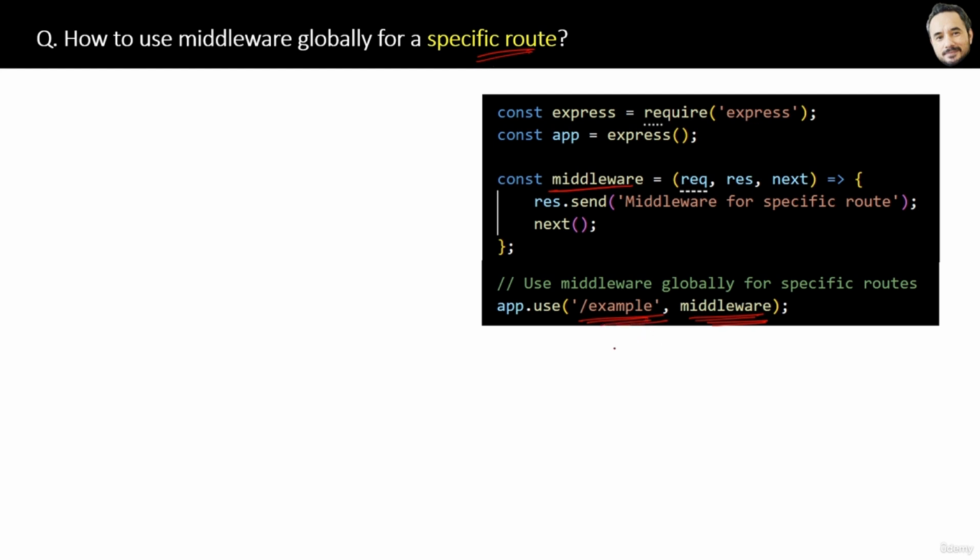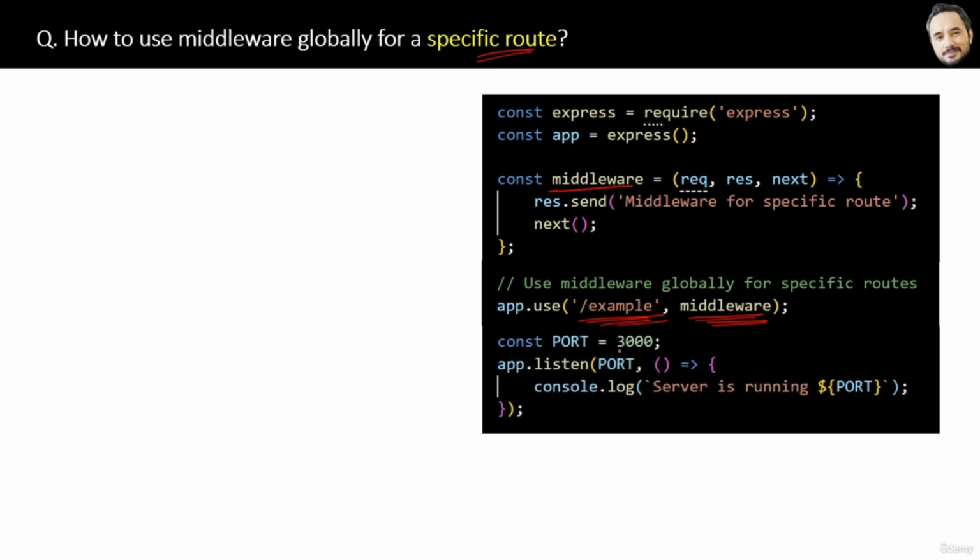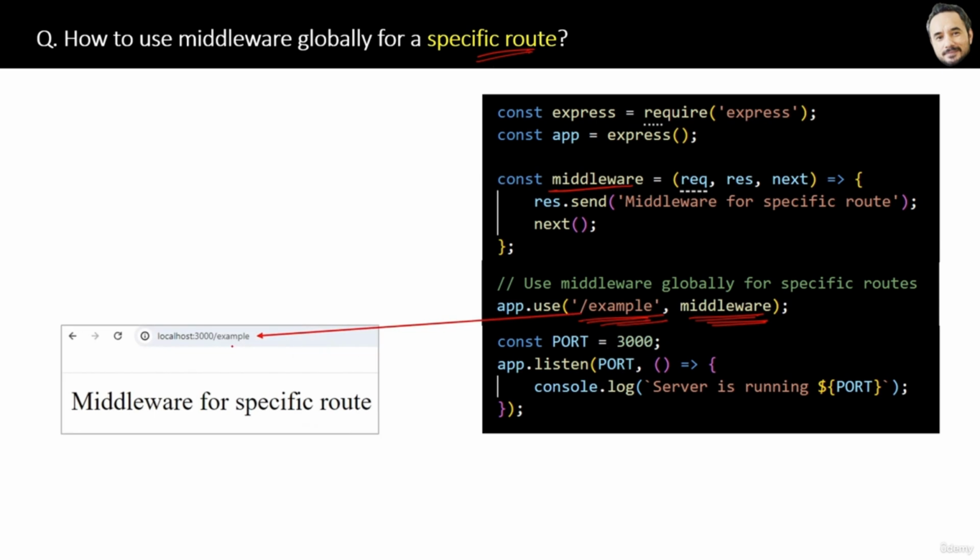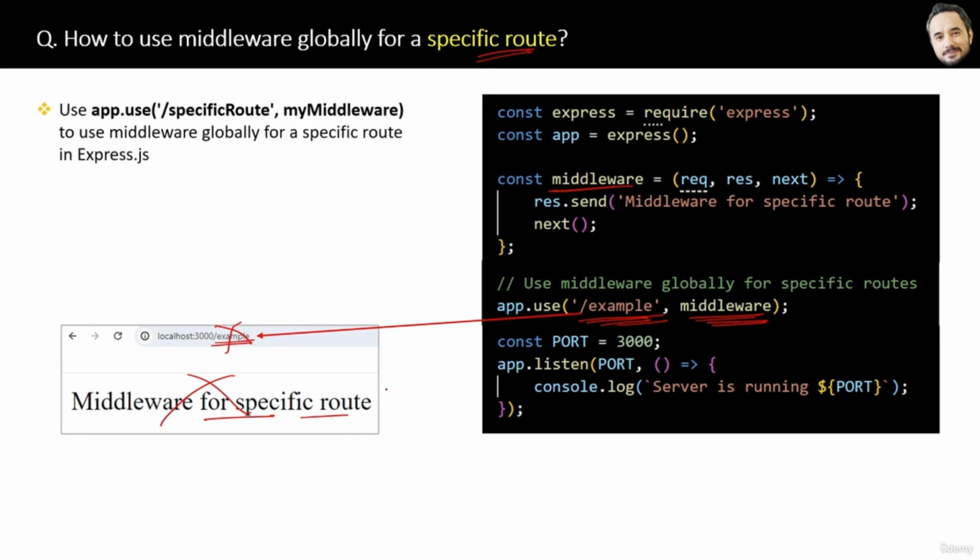That's the purpose. Finally, we will start listening to the requests, and if you open the browser and pass the URL with this example string in it, only then will you be able to see the middleware result. If you remove the example string from the URL, the middleware will not execute, and therefore you will not see anything in the browser in that case. So that's the answer to this question, and the same is written here for later reference.